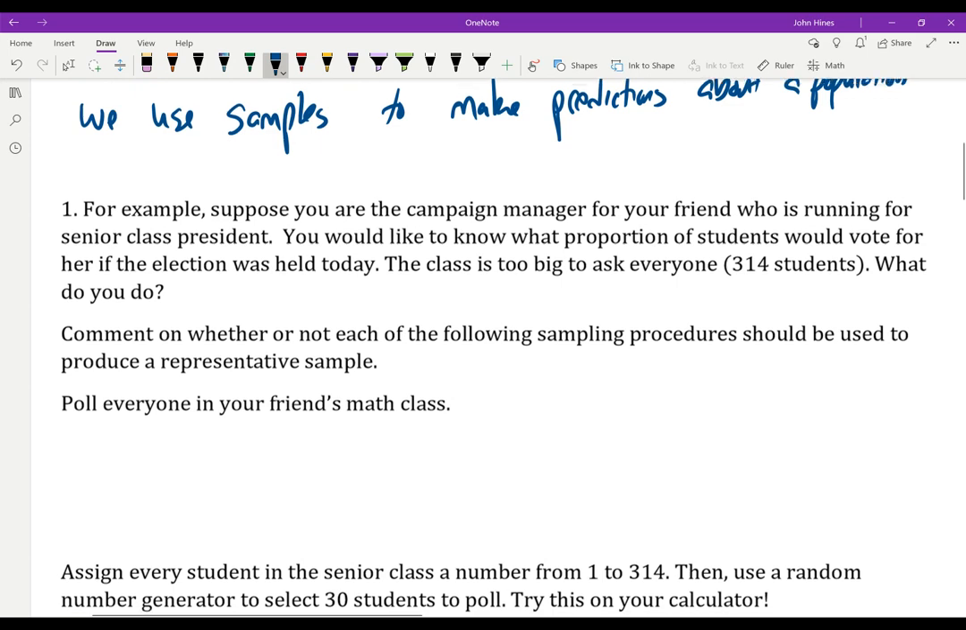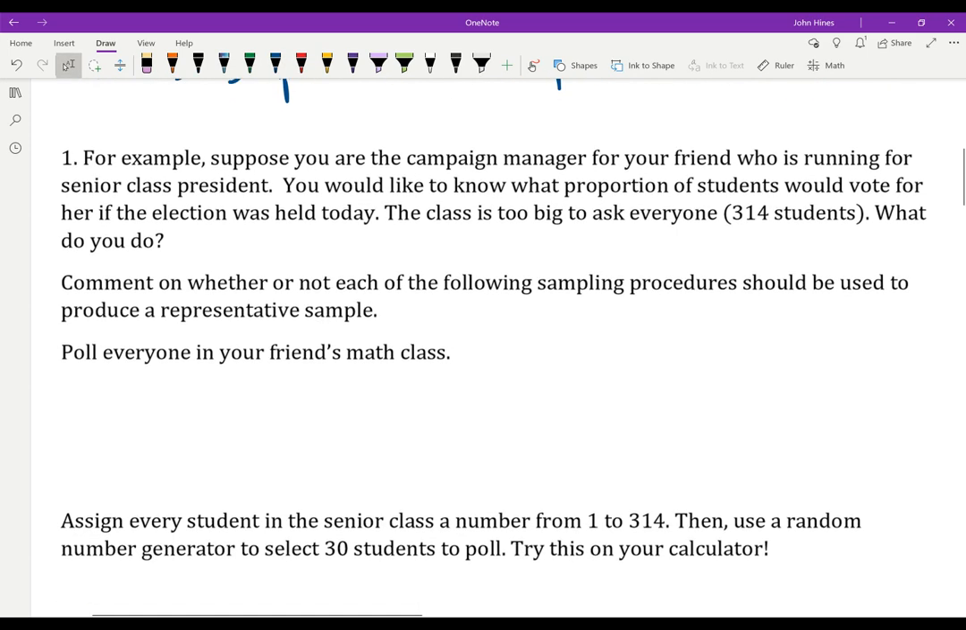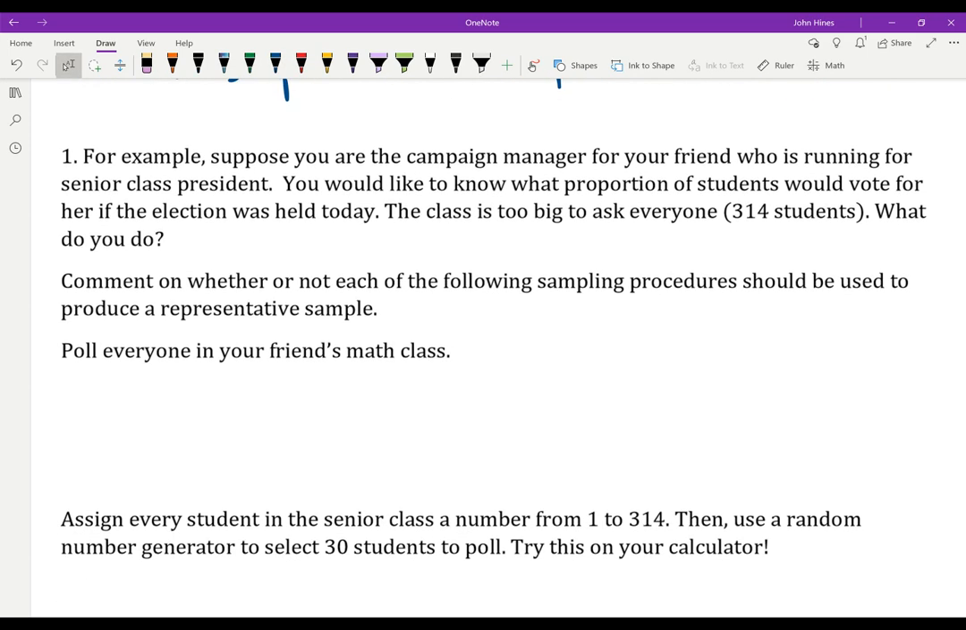So, for example, suppose you're the campaign manager for your friend who's running for senior class president. You would like to know what proportion of students would vote for her in the election if the election was held today. The class is too big to ask everybody. There's 314 people. What do you do? Comment on whether or not these following sampling procedures produce a representative sample.